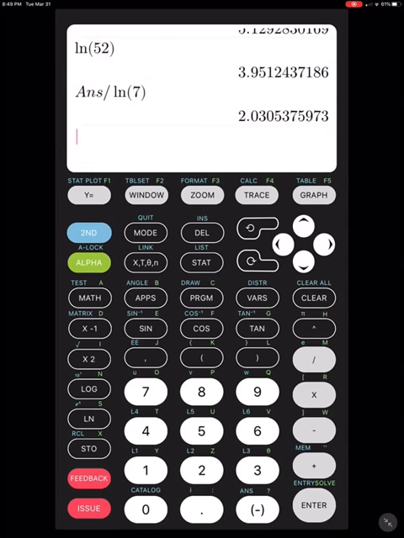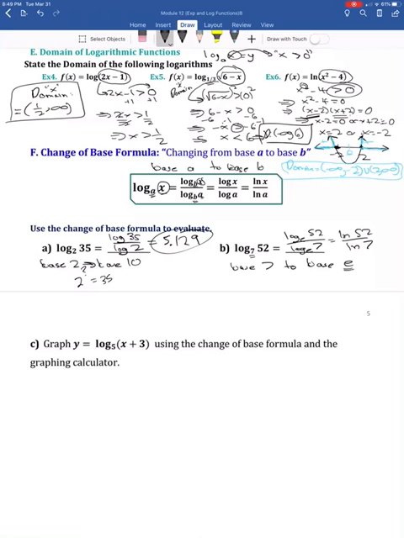All right, I get 2.031 rounded. And that makes sense, right? We know that 7 squared is 49, so 7 cubed would be too great. So it's between 2 and 3. So yes, 2.031 approximately. But that's using base e. So again, the change of base formula allows you to easily change it over, to either base 10 or base e. And I did either one because we have the shortcut keys.